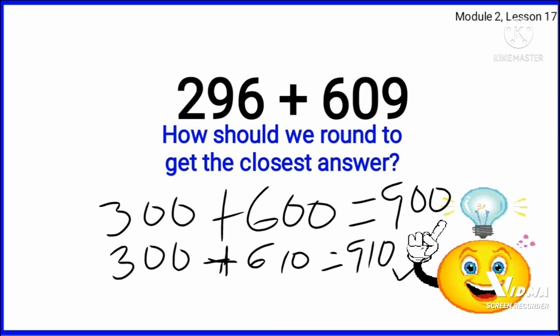I rounded to the nearest 10. The nearest 10, 300 plus 610 gave me 910. The actual answer is 905. So which estimate gave us the closest answer? You see, when we rounded to the nearest 10.